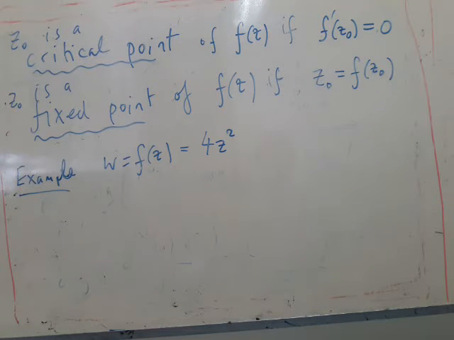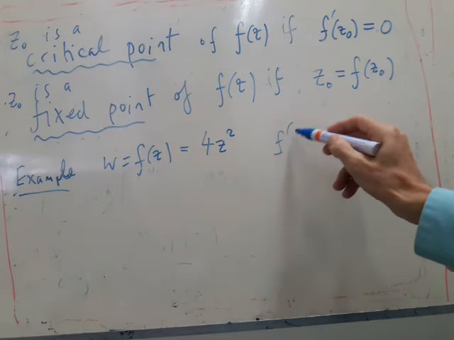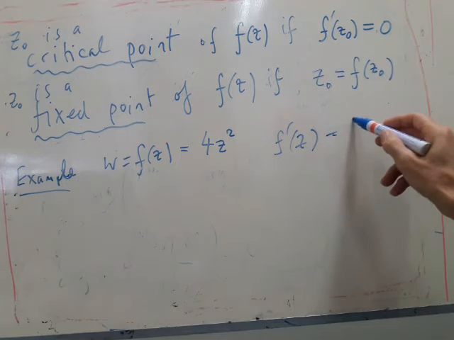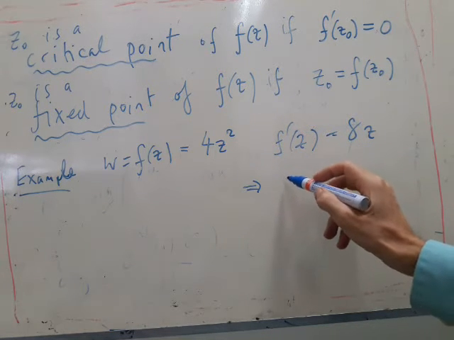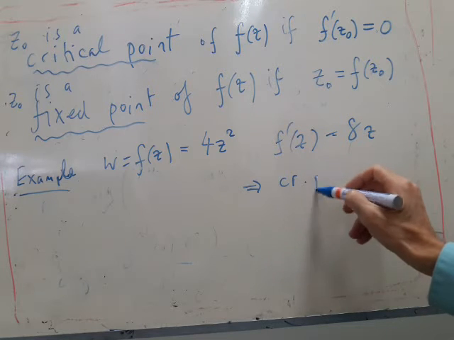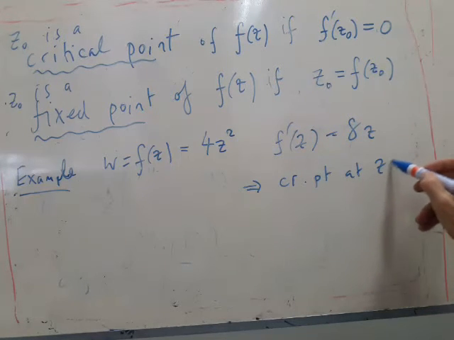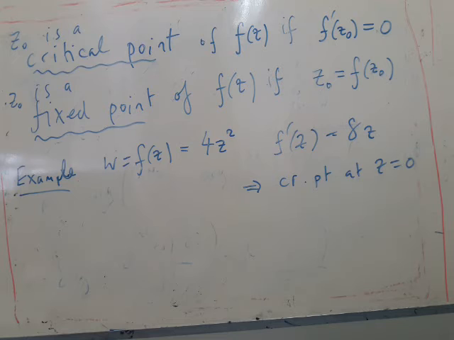So in this example, we're looking at the map f of z equals 4z squared, and we want to see what happens at critical points and whether we can find the fixed points. So f dashed of z is 8z, which means that it has a critical point at z equals 0.